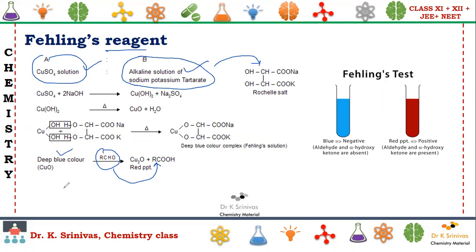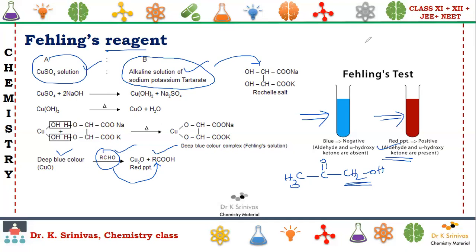This indicates the starting point. Upon reaction with aldehyde, it is converted into a red precipitate. It indicates the presence of aldehyde or alpha hydroxy ketones. Alpha hydroxy ketones are nothing but like this: CH3, C double bond O, here CH2OH. These alpha hydroxy ketones are converted into the corresponding carboxylic acids.